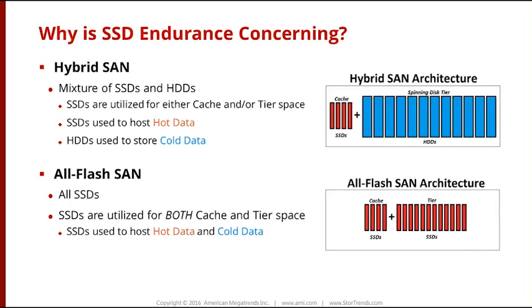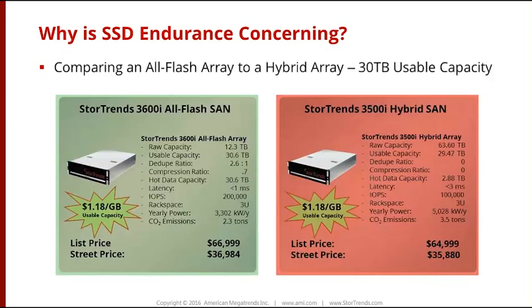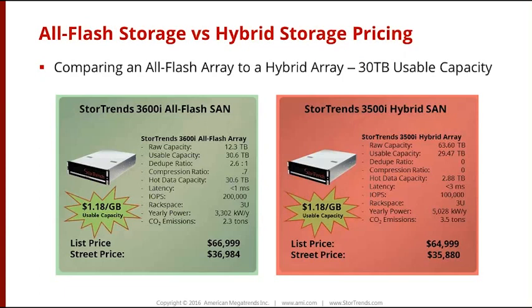I just want to quickly explain the differences. Hybrid is just a few SSDs with a lot of spinning disk; all-flash is all SSDs in the array. Your hot data for an all-flash array is stored on all those SSDs, whereas your hot data with a hybrid is only stored on the SSDs and the cold data is on the HDDs. I want to quickly level set here to show you the difference in a hybrid versus an all-flash SAN. The pricing has come to the same price point. So we're starting to see hybrids and all-flashes on the same level.